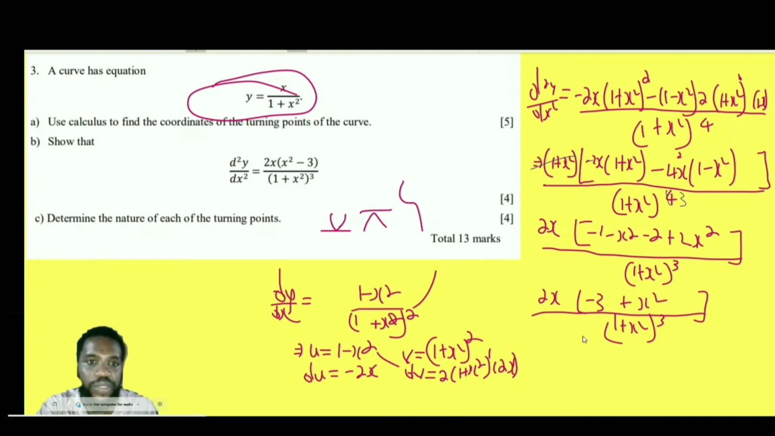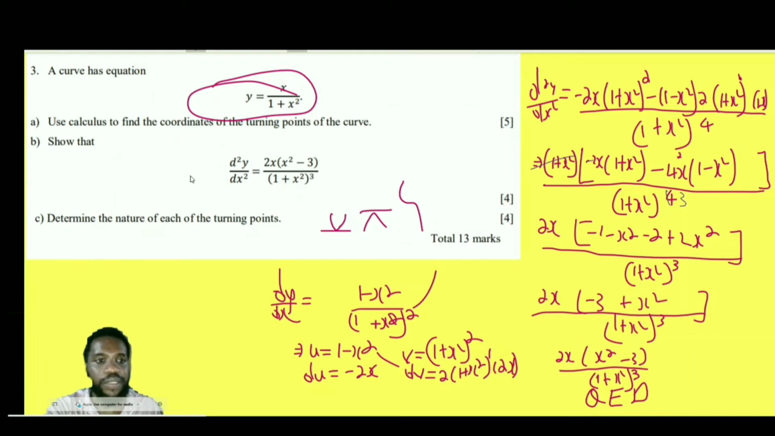Now, of course, we just need to turn it around. So we have 2x into x squared minus 3 all over 1 plus x squared to the third power. Exactly what we wanted, QED. That which has been proven. So we have done part A and we have done part B.